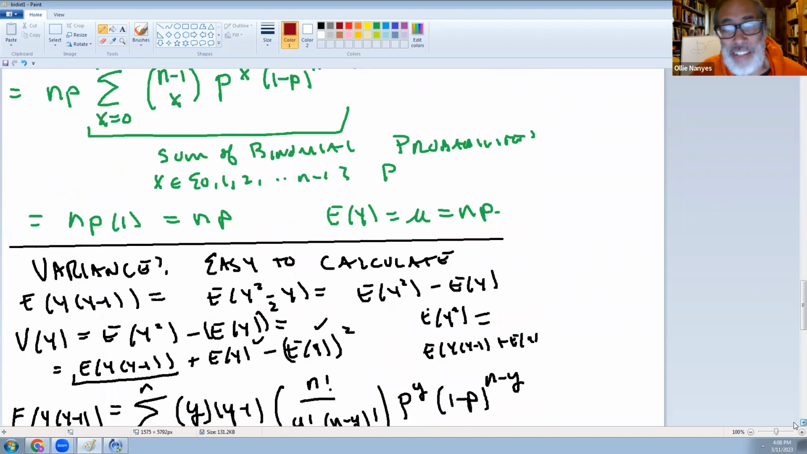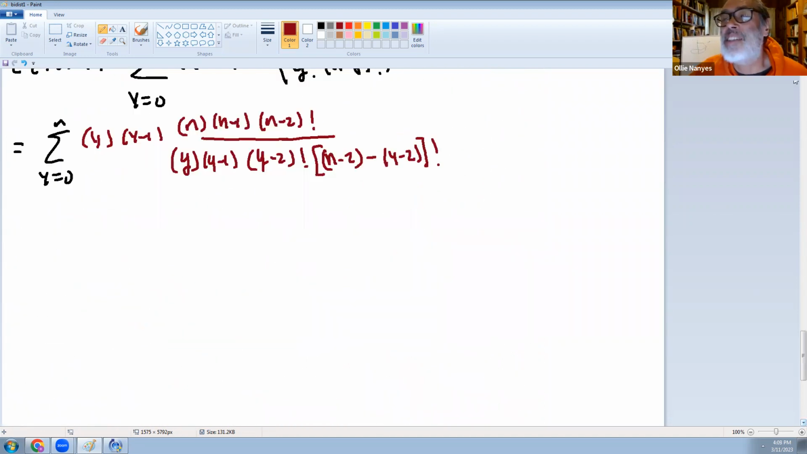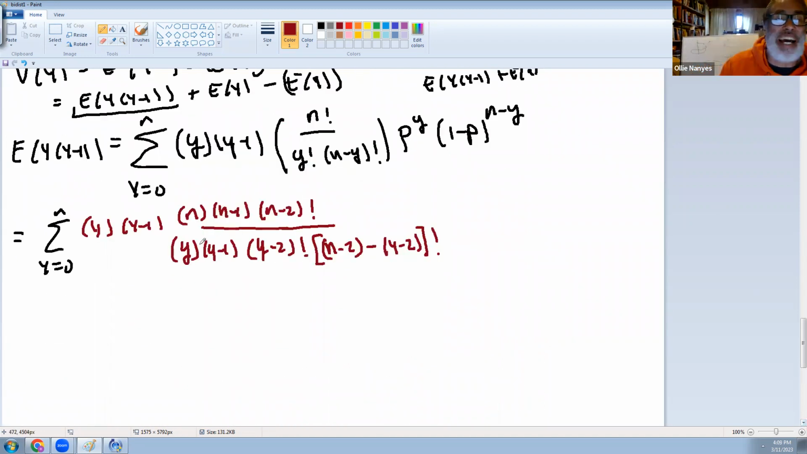You always end up writing a lot. And let's see here. So we have that. Now this p, I'm going to write this as p to the y minus 2 p squared. Then I'm going to do with the 1 minus p the same thing I did before. I'm going to write that as, and that's such a nice little tidbit here, n minus 2 minus y minus 2.